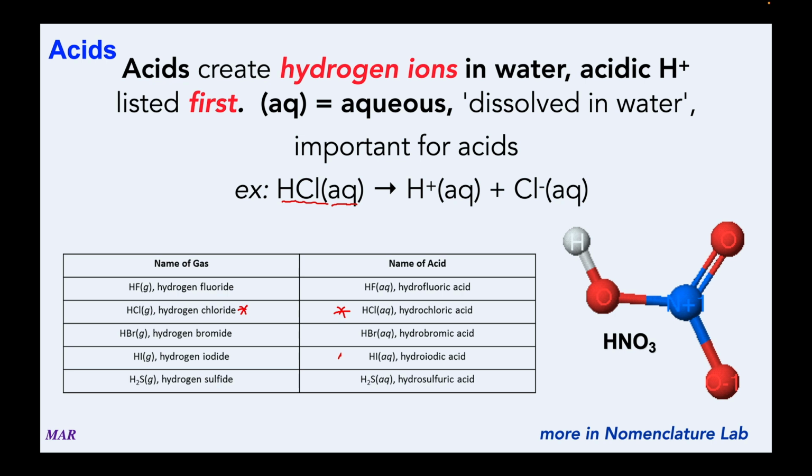So hydroiodic acid is HI. Hydrogen iodide would be the gas version, etc., etc. Nitric acid is HNO3. That would be HNO3 in water.